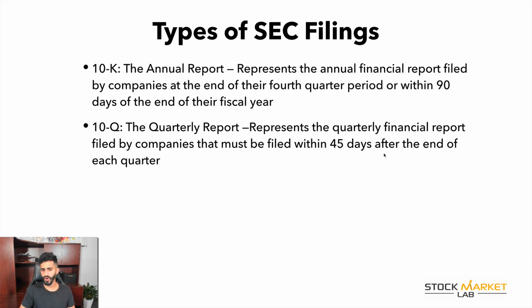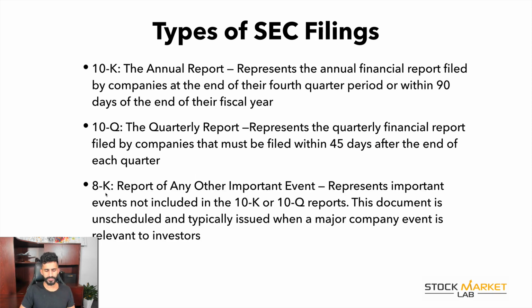Now the next we have something called an 8K. So an 8K is a report of any other important event, right? This represents important events not included in the 10K or 10Q reports. This document is unscheduled and typically issued when a major company event is relevant to investors. So if a company makes a big announcement, like, hey, we're filing bankruptcy, or, hey, we're getting into this partnership, whatever, any big set of news, it will be filed on the 8K.